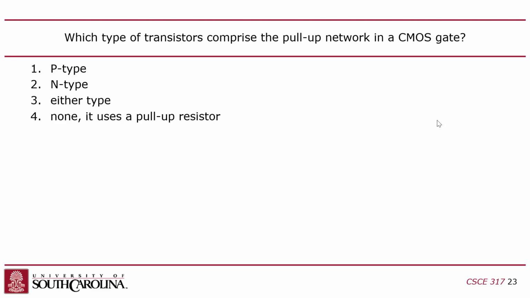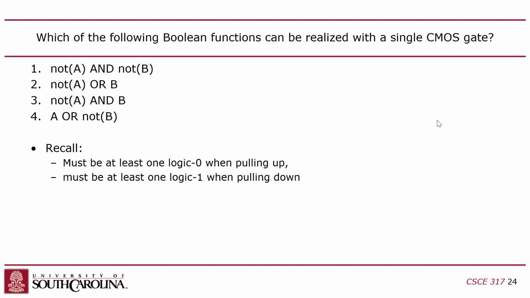Make sense? What type of transistors comprise the pull-up network of a CMOS gate? Pull-up, P. Makes sense, right? P positive, pull-up, right? That makes sense. Which of the following Boolean functions can be realized with a single CMOS gate?